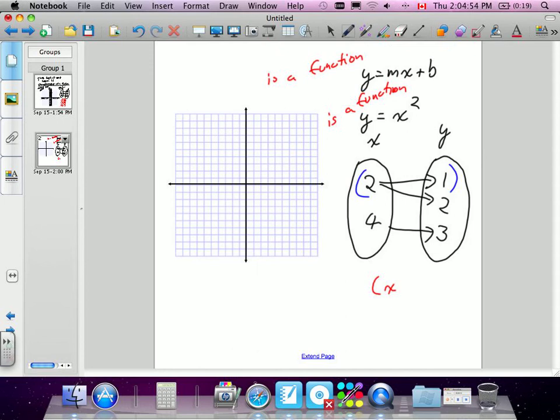Sorry. Why do you draw those? X, 2, y, 1.